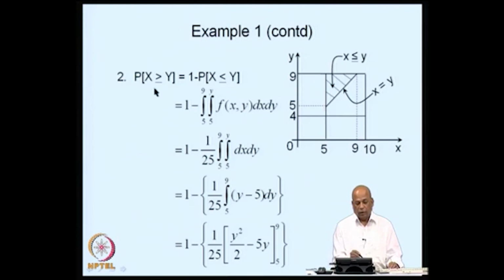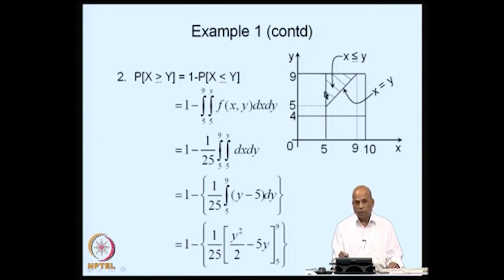We use the fact that the probability that x is greater than or equal to y can be written as 1 minus the probability of x being less than or equal to y. So, we can focus on this region where x is less than or equal to y and then get the probabilities. So, this we write as 1 minus, you look at this region, we are allowing x to vary first, I am sorry.